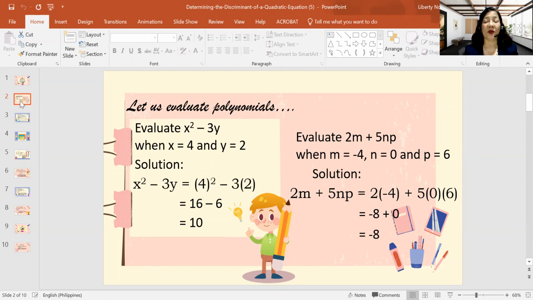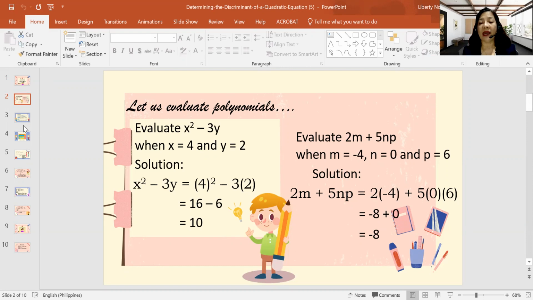Okay, another example. Evaluate 2m plus 5np when m equals negative 4, n equals 0, and p equals 6. To solve, 2m plus 5np is equal to 2 times negative 4, which is the value of m, plus 5 times 0, the value of n, times 6, the value of p.